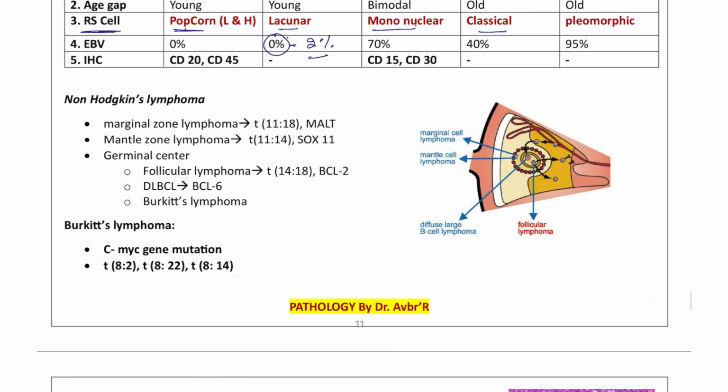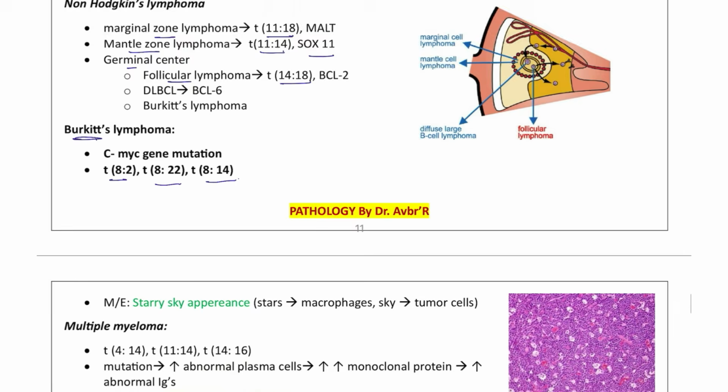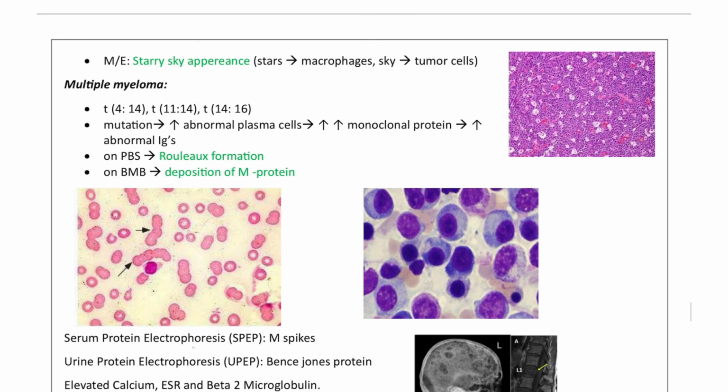Next, again translocations. Burkitt's lymphoma, 8 and 2, 8 and 22, 8 and 14. Marginal zone, 11 and 18. Mantle zone, 11 and 14, and SOX11. Germinal center, follicular lymphoma, 14 and 18. These are the important translocations that you can remember easily from the question itself. Okay, starry sky appearance. This is seen in Burkitt's lymphoma.